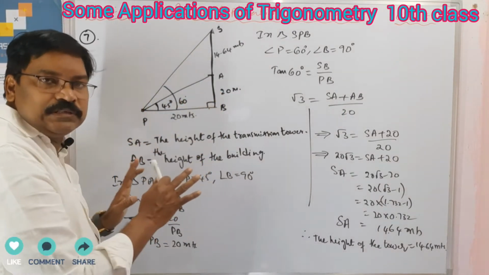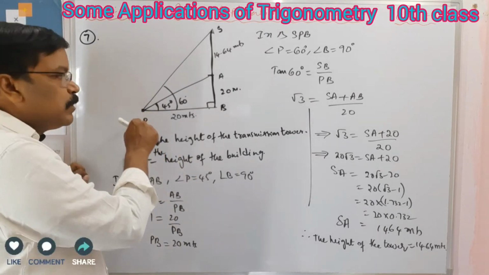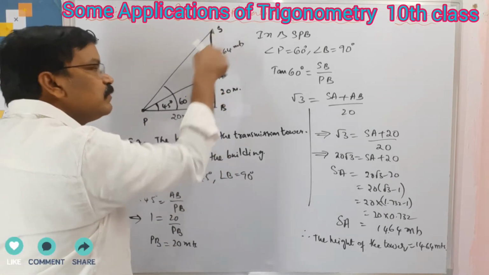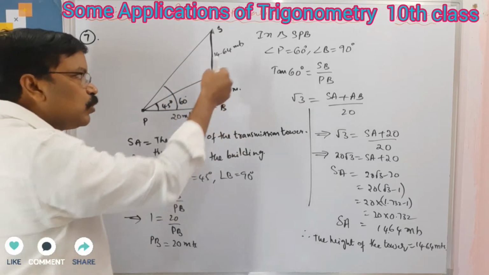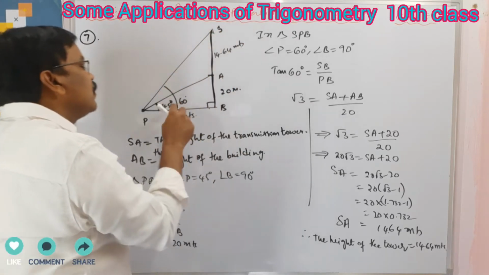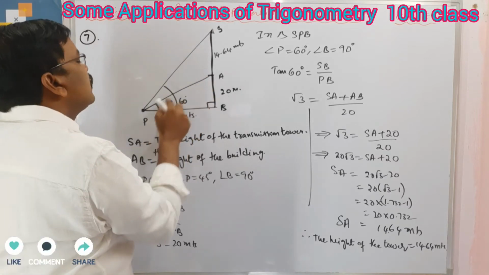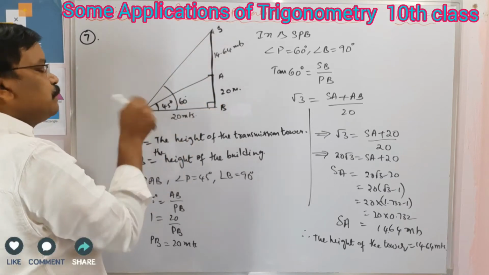Here, my dear students, again I am explaining this sum. From this point P, the angles of elevation of the bottom and top of this tower are 45 degrees and 60 degrees. So this is 45 degrees and this full angle is 60 degrees for this triangle SBP.